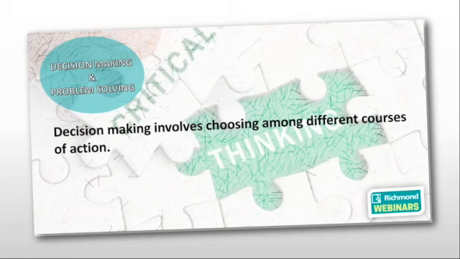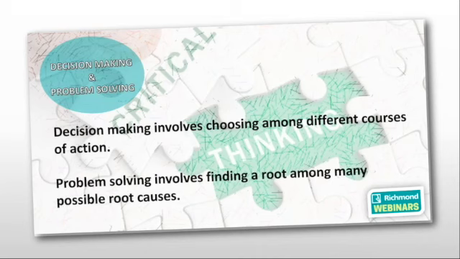Decision making involves choosing among different courses of action. So you're not really going to know what's going to happen. You just take different decisions, like, oh, these are the options that I have. Whether they're good or not, well, you just make a decision. And problem solving is going to be what? Focusing on the specific problem and the roots.